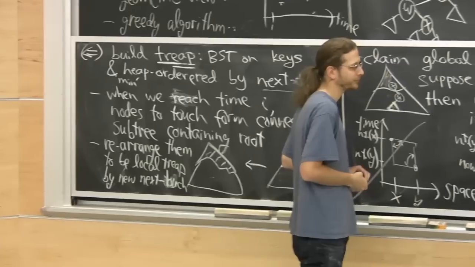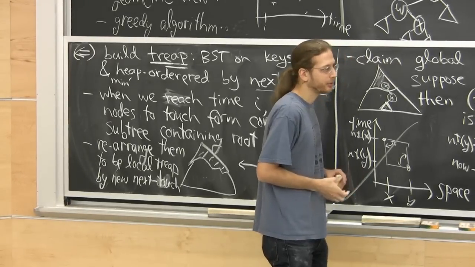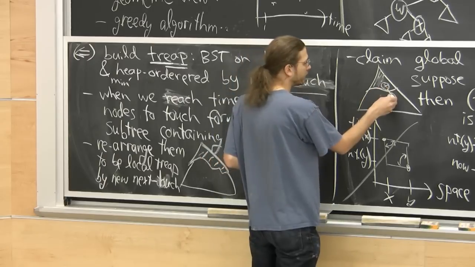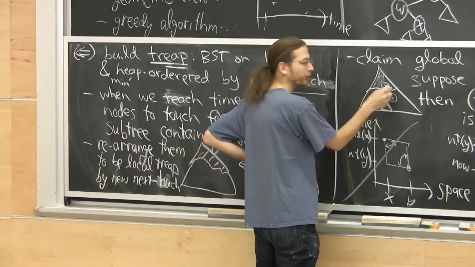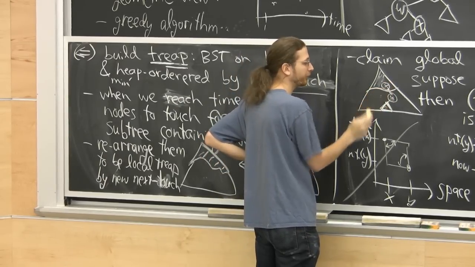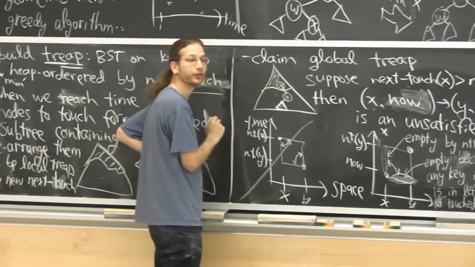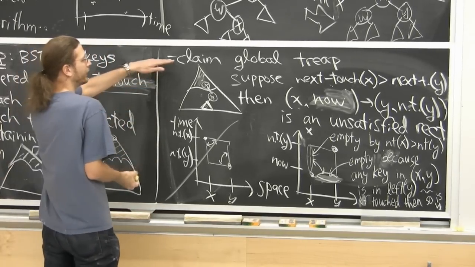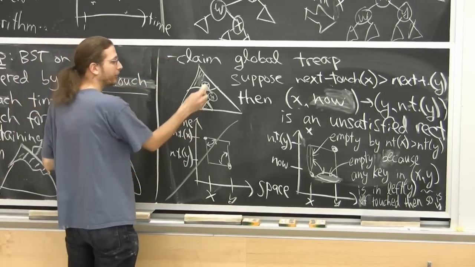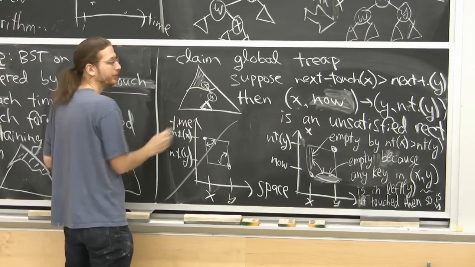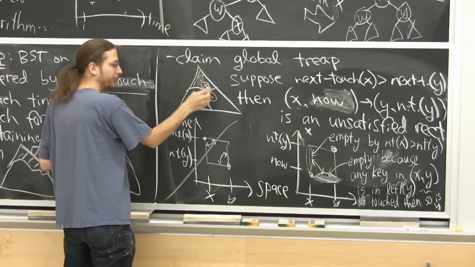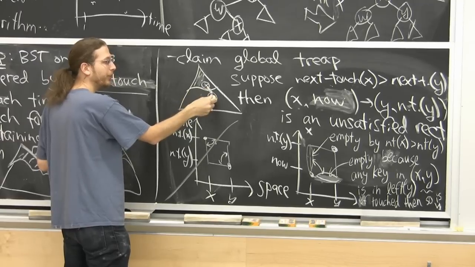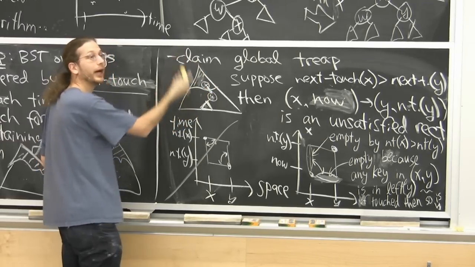Question? Can't there be something like a descendant of x but an ancestor of y instead of being in the subtree of y? Yeah, it could be a descendant of x but an ancestor of y. But we're assuming here that y was a child of x. I didn't say that at the beginning. On a claim that's a global treap, if it's not a global treap, there's some edge that violates the heap order property. So assuming this was an edge, x is okay. It was in the local treap. Y somehow is going to be bad because its next touch time should be higher.